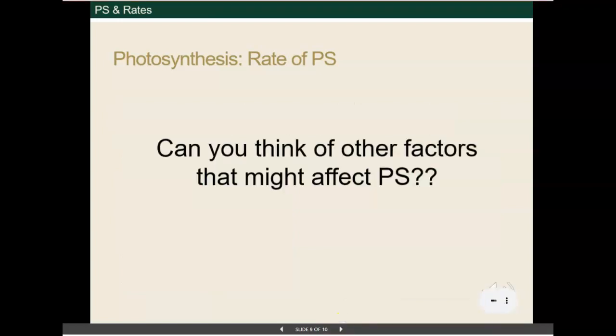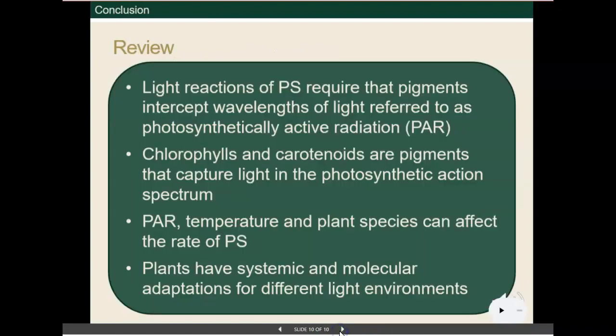I sort of answered this question on the last slide, but can you think of other factors that might affect photosynthesis apart from the three we mentioned? Take a minute to review all of these points before downloading and listening to the lab activity PowerPoint. In the following PowerPoint, I will go over an experiment using different plant species grown in a greenhouse under different light treatments and the effects these light treatments had on these plants.